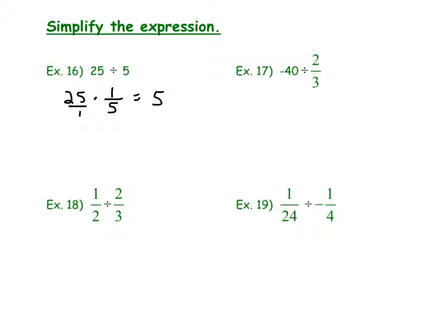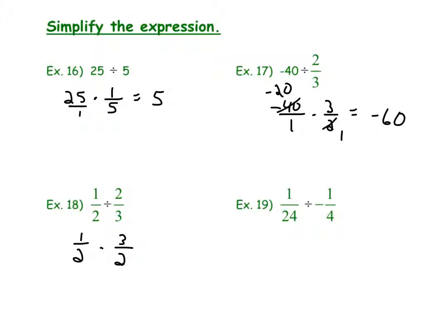All right, number 17, take negative 40, put it over 1. And instead of dividing by 2/3, we're going to multiply by 3/2, and we're going to practice cross-reducing, dividing by 2, getting a negative 20 there, and then multiply across, and you get negative 60. Try it for 18. You should know how to do these. Multiply by the reciprocal, which is 3/2. Multiply across, and you get 3/4.